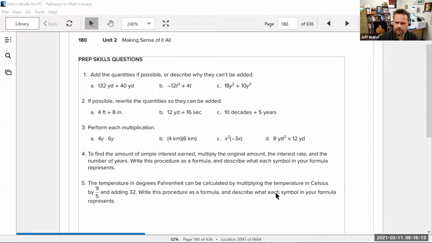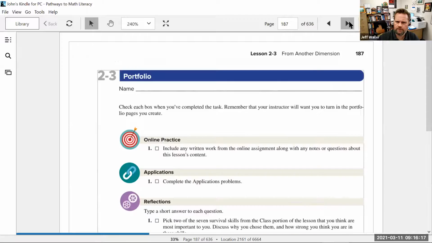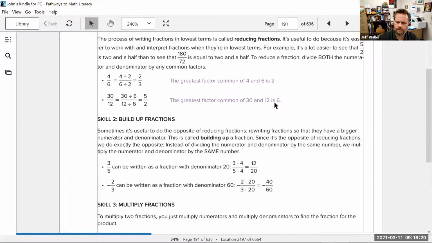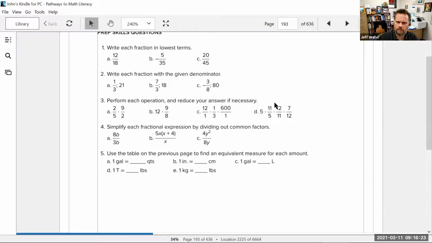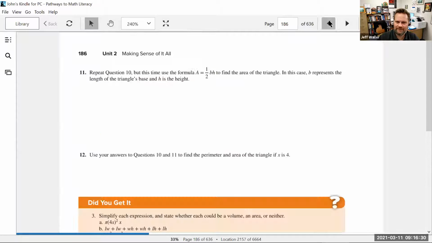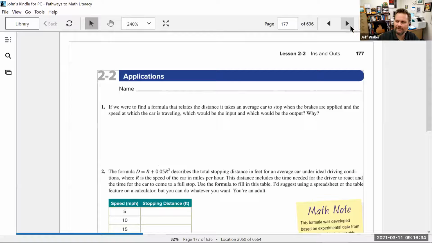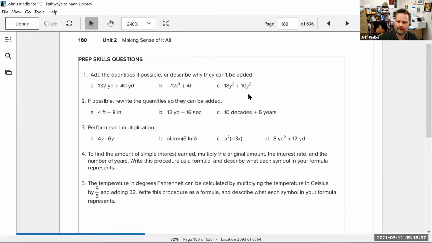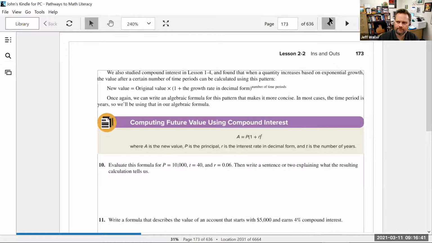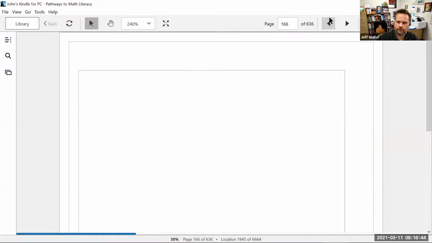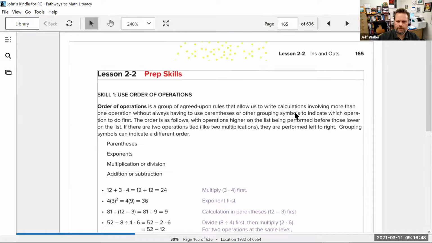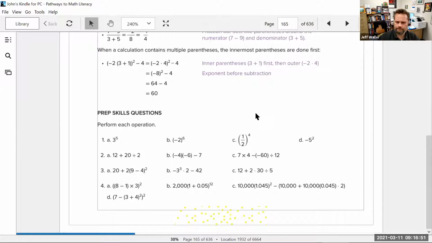So you mean the prep skills, not this prep skills, right? The next one. I don't see any scientific notation, so maybe you mean this one. No, wait a minute. Or 2-2. All right, let's see. What's this one? Maybe the one before this. Okay. Here. This one? This one here?